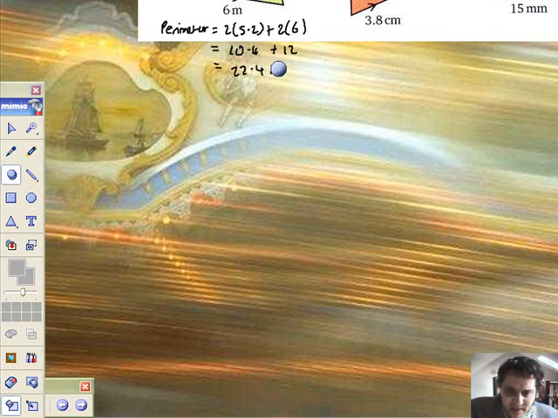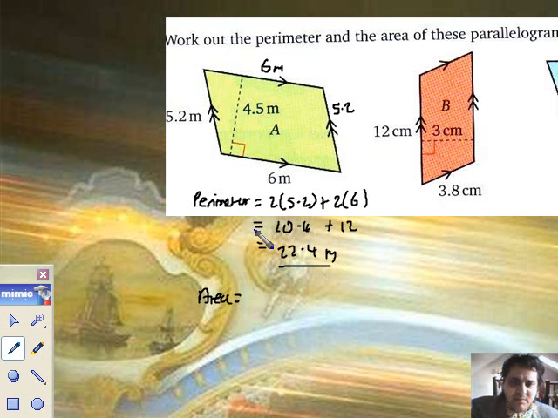meter. Actually, I hate it when you do it in your book, so I won't do it either. So 22.4 meters perimeter. Let's just do the area. Dead easy. It's going to be the base. Now, what's the base? Well, it's not the 5.2, otherwise the height will be coming off it like that, so we can't go there. The base is going to be 6, and the vertical height is going to be 4.5, because there's the 90-degree angle there.